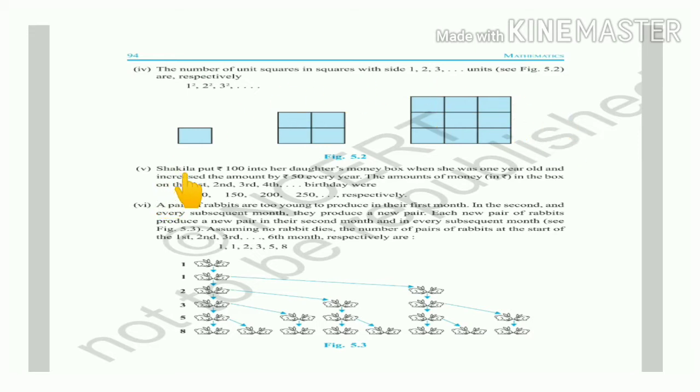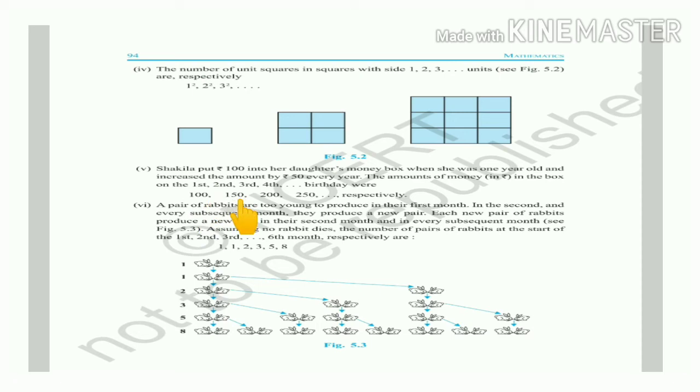Next example. Shakila put rupees 100 into her daughter's money box when she was 1 year old, and increased the amount by rupees 50 every year. The amount of money in rupees in the box on the first, second, third, fourth birthday were. Now, the first year she deposited 100 rupees in her money box. Then 50 rupees she keeps increasing every year.